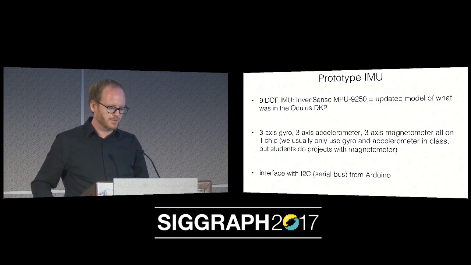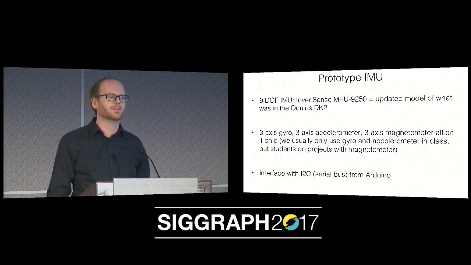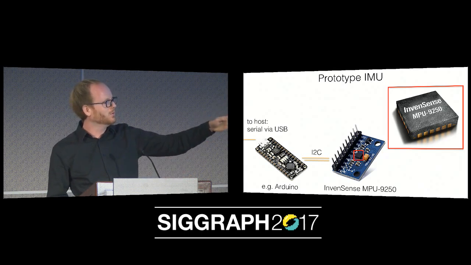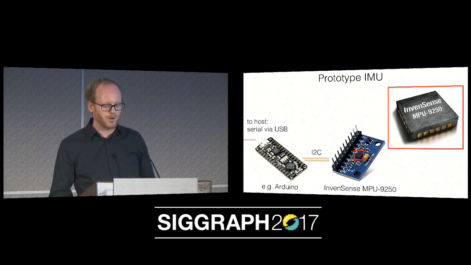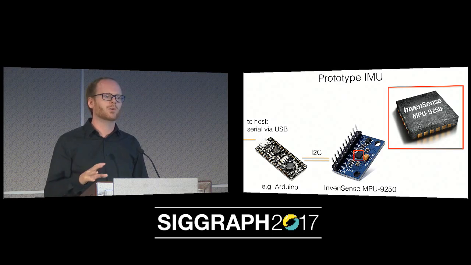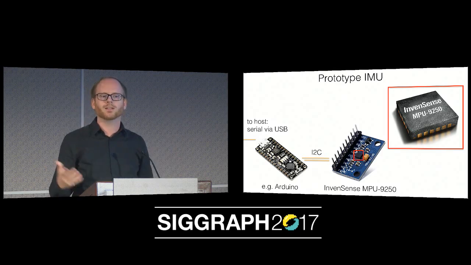So it has a 3-axis gyro, 3-axis accelerometer, and 3-axis magnetometer, all in one chip. And you can interface it with I2C, a serial bus, from the Arduino. If you don't know what I2C is, it's pretty much the easiest way of interfacing anything with an Arduino. We have an Arduino, in this case a Metro Mini, that's what we used last year in the course. We switched to the Teensy this year, but you can connect the IMU with just two wires, in addition to power and ground. These IMUs usually come with a breakout board, so you don't need to do much, you just plug a cable in and it runs out of the box. It couldn't be simpler than that.